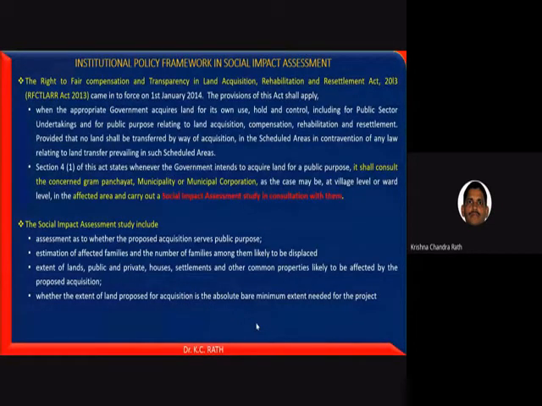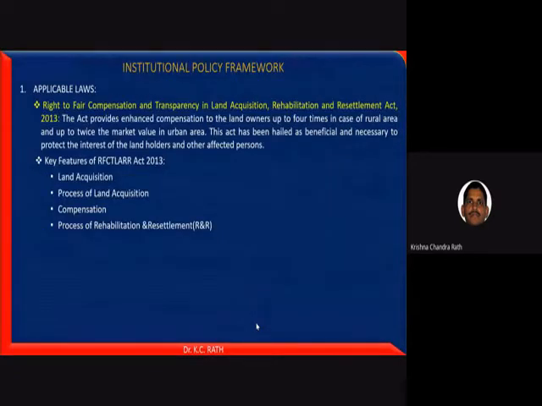You can check it. The SIA study includes assessment of whether the proposed acquisition serves the public purpose, estimation of affected families, and whether the extent of land proposed for acquisition is the absolute bare minimum extent needed for the project. All of these details are inside that. And this is also part of that policy framework.